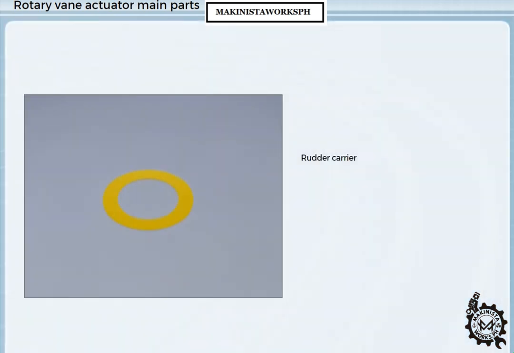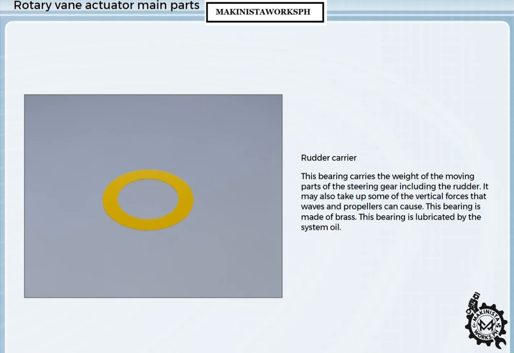Rudder carrier. This bearing carries the weight of the moving parts of the steering gear, including the rudder. It may also take up some of the vertical forces that waves and propellers can cause. This bearing is made of brass. This bearing is lubricated by the system oil.